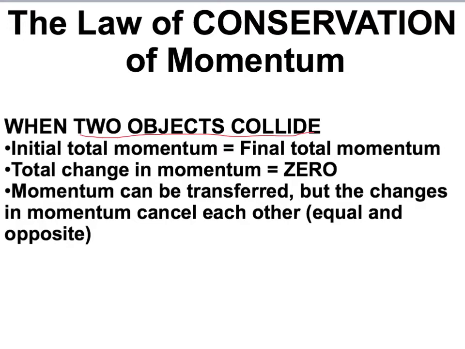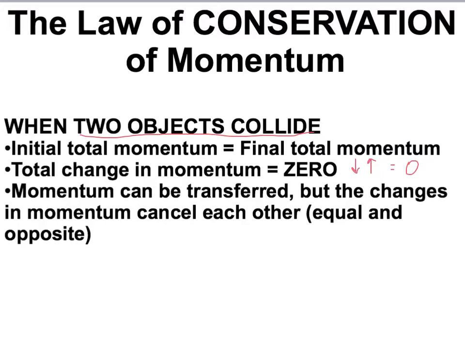The total change in momentum is going to be 0, because in that example that we just used, the decrease in momentum of the bowling ball was equal to the increased momentum of the bowling pin, and that meant a 0 change in momentum.